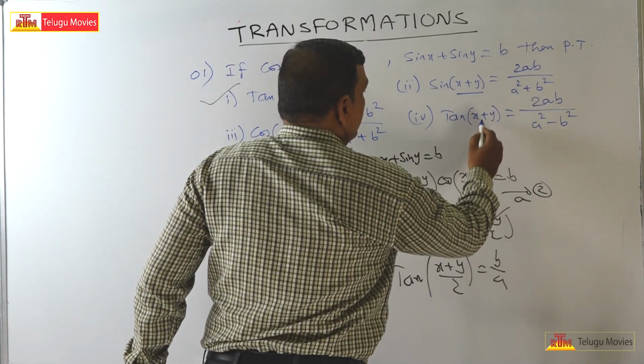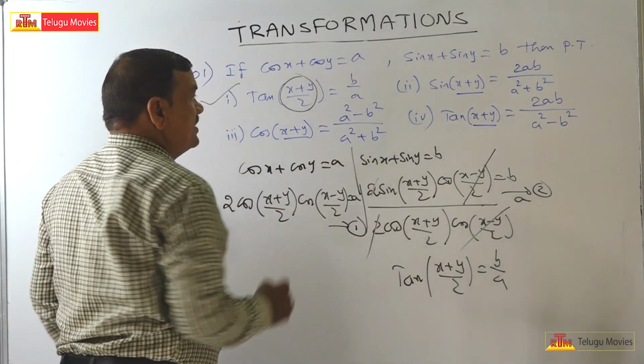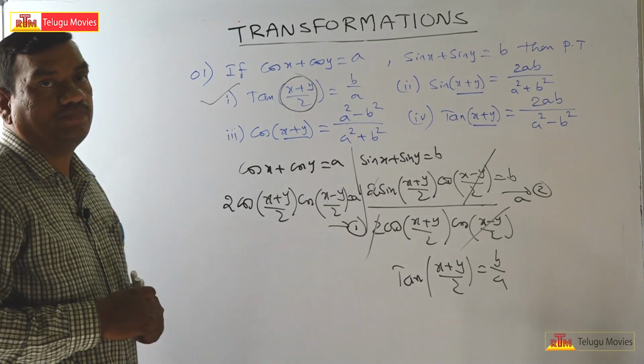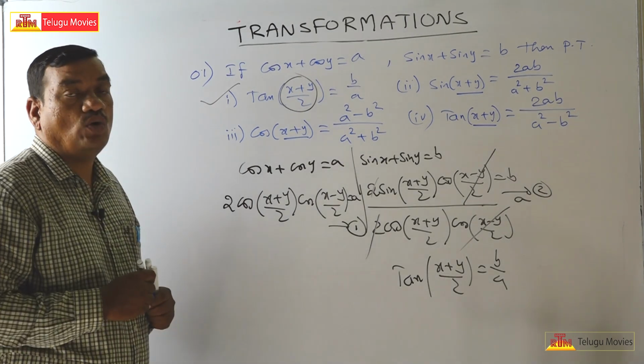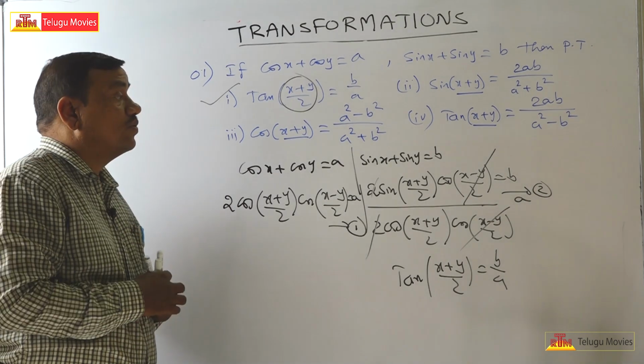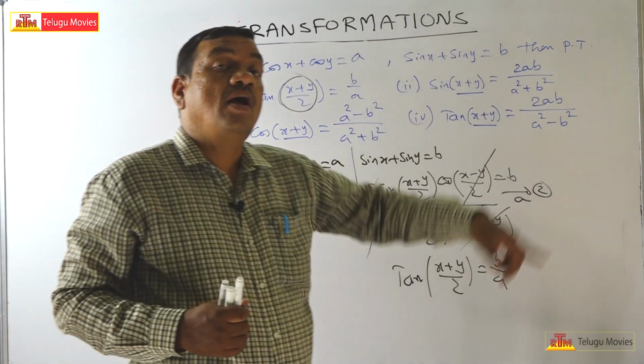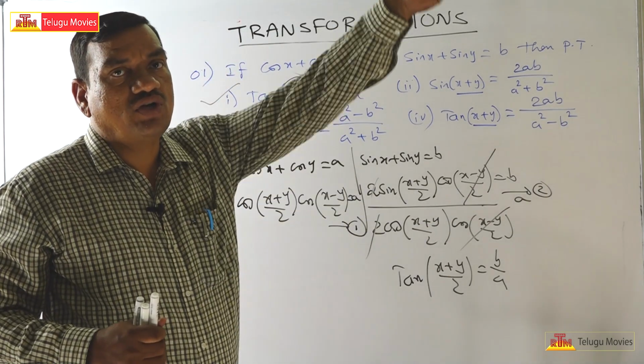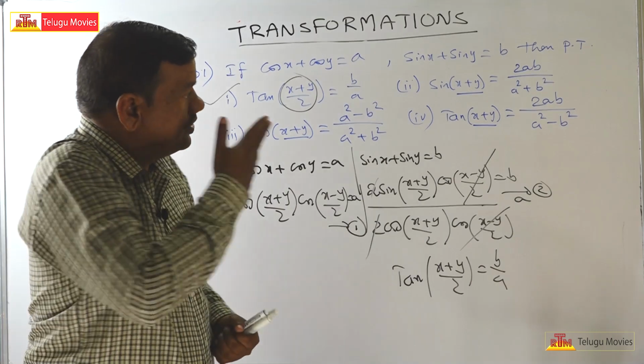Here x plus y is there, but by 2 is not there. Then how to do that problem? Then we make use of the multiple and submultiple angles. Okay, so we will make use of the multiple angles. So let us see that.